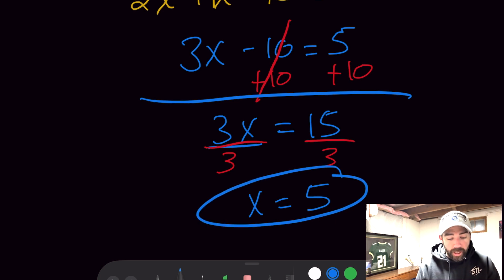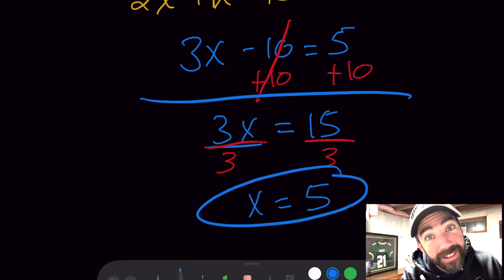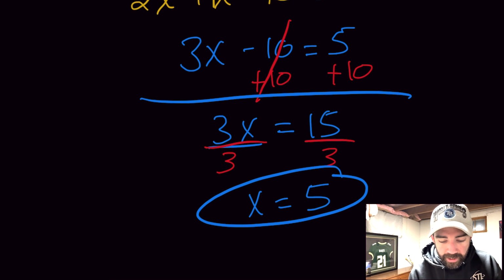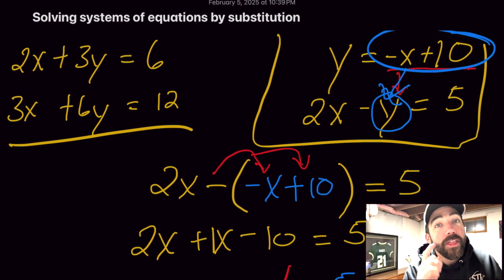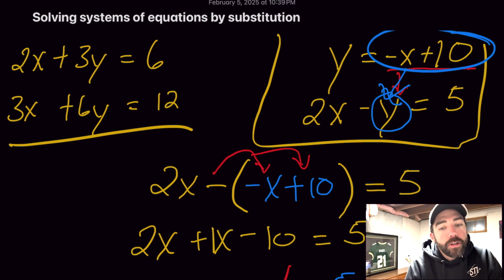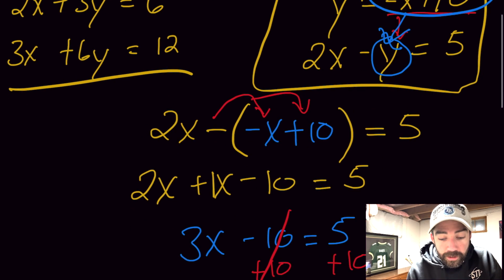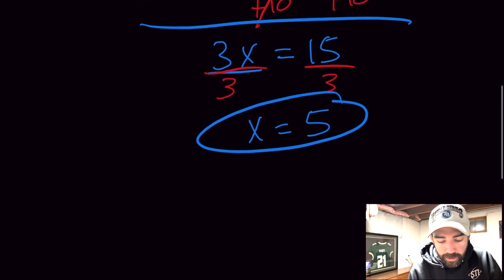Okay, you might think, hey, I'm done. No, you're not. Nice try. Remember, we need to take x equals 5 and plug it into our original equation. The best one to plug it into is the one that's already solved for y. So remember, that one is y equals negative x plus 10.